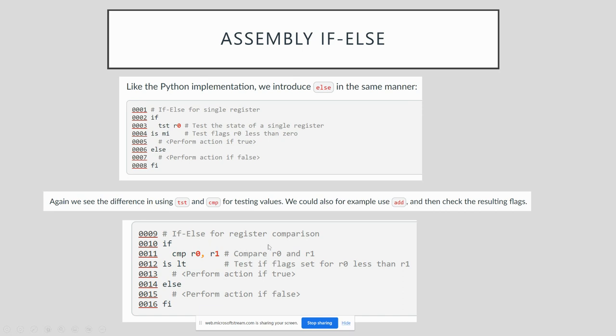So if else for register comparison. If comparing R0 and R1, test if the flag is set for R0 less than R1, then perform action if it's true. And then here we go back again to Boolean, if it's true or false. Else perform action if it's false. End of the if statement. So as you can see here, you see a picture of how we use a high-level language when we use conditions, as well as when we use assembly.